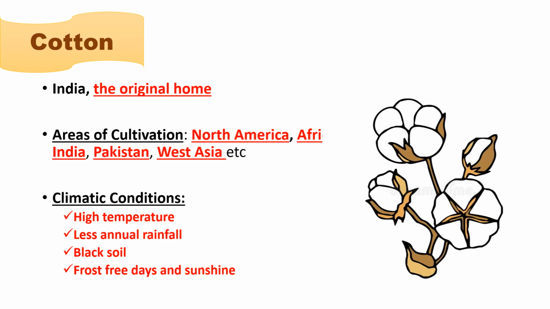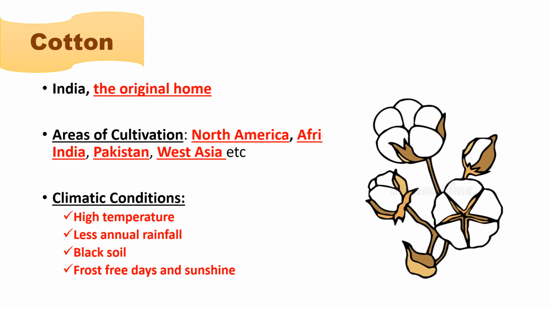You can be given fill in the blanks. It can be one of the questions: which country is believed to be the original home of cotton? Then you have to write India. Now, then we talk about areas of cultivation. So, areas of cultivation, that is North America, Africa, West Asia, India, Pakistan, etc., are the main areas of cotton cultivation. So, these are the main areas.